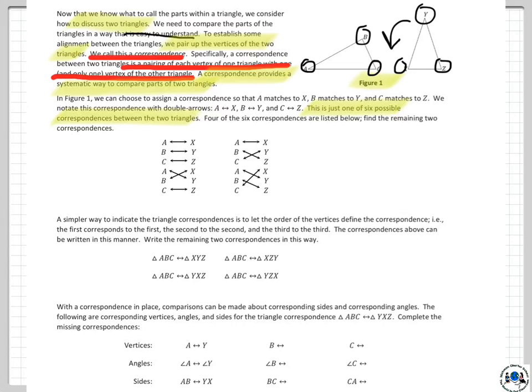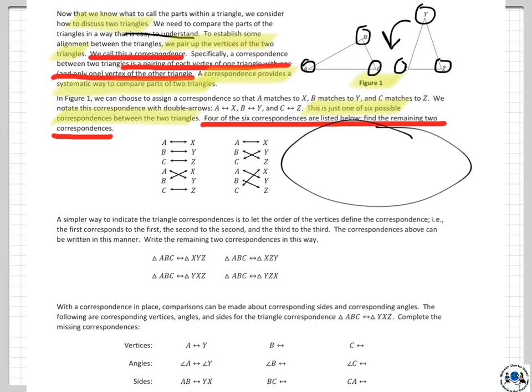So here we go. They show you 4 of these 6 correspondences listed below. Now go ahead and find the remaining correspondences. Go ahead and draw those, over in this area here somewhere. Just do what they did there. If you just start with A, B, C, go A, B, C. I'll just start you off, and then.